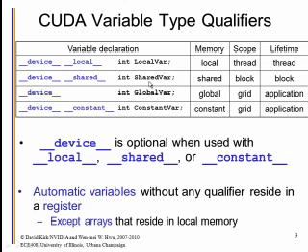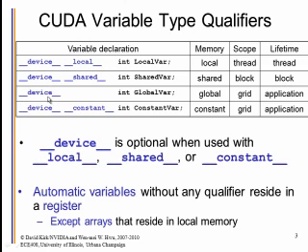The second one is the shared variable, using __device__ __shared__. Using these keywords, you can modify a variable to be shared. The memory is shared memory, the scope is per block, and the lifetime is the block. Once the block is there, it's there; when the block is gone, it's gone.